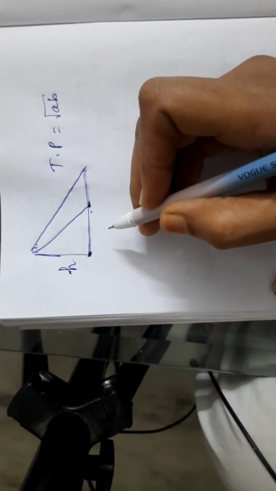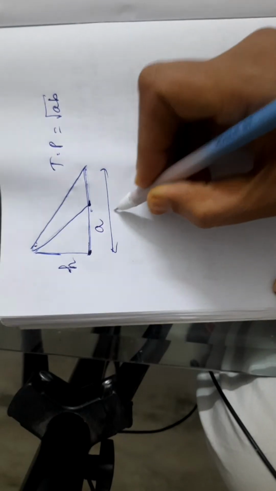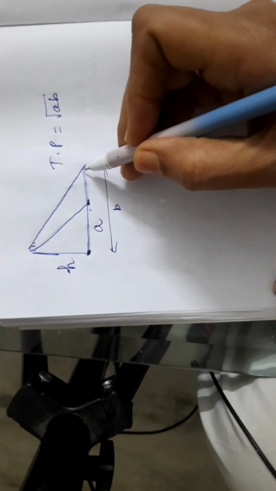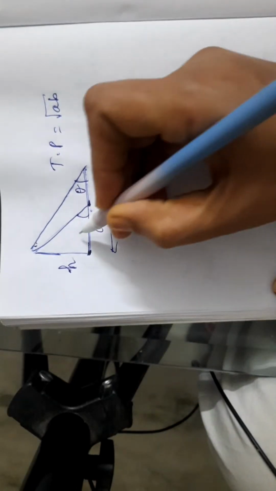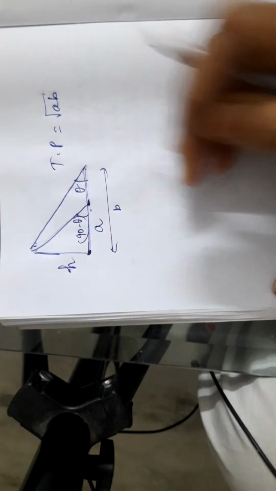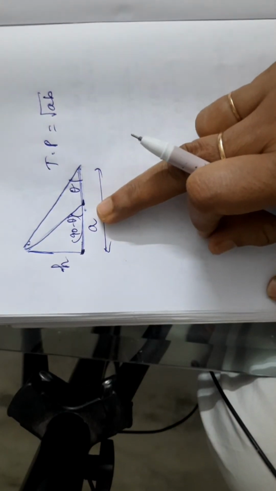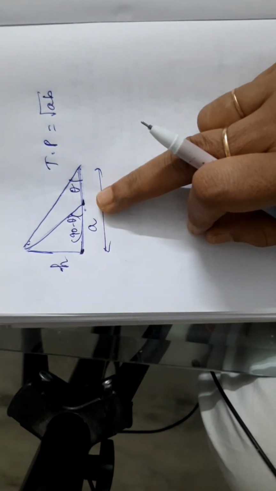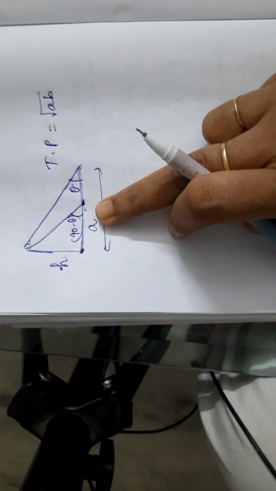Here it is given that the distances of the points are A and B, and the angles are complementary to each other. If one of the angles is theta, the other will be 90 minus theta. As the angles are complementary, we consider them theta and 90 minus theta. Complementary angles are a set of angles whose sum is 90.